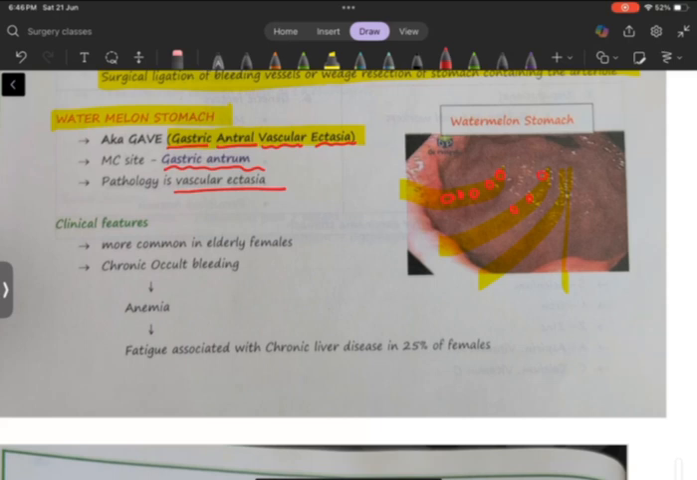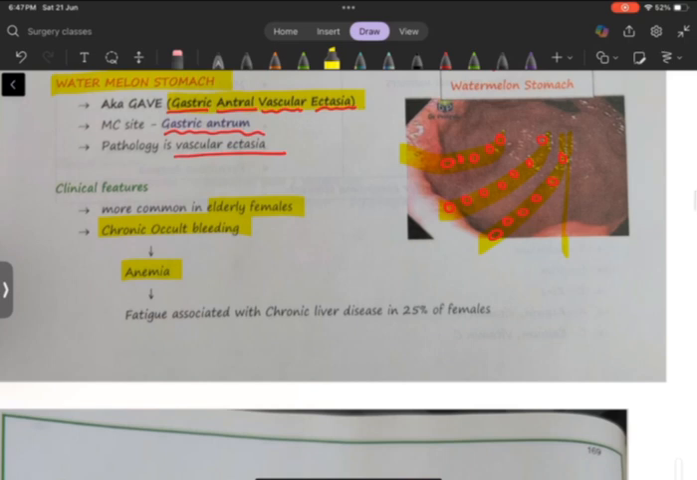In the gastric antrum region, the blood vessels are enlarged. That pathology is called gastric antral vascular ectasia, and since these dilated blood vessels appear like a watermelon, it is called watermelon stomach. So usually it is more commonly seen in elderly females, and there will be chronic occult bleeding, because of which there will be dilatation of these blood vessels. And since there is chronic bleeding, the patient will be losing blood, but we won't be knowing, because of which there will be anemia. And because of anemia, the patient will be having fatigue, and this is usually associated with chronic liver disease in case of 25% of females.